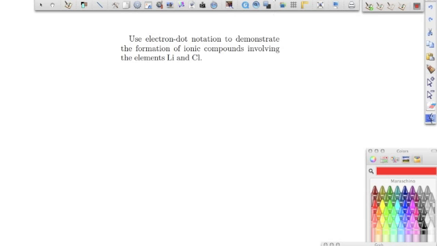Okay guys, go ahead and move on to number 5. Now it says use electron dot notation to demonstrate the formation of ionic compounds involving lithium and chlorine. So we know that we have an ionic compound, because it's between a metal, which is lithium, and a nonmetal, which is chlorine.